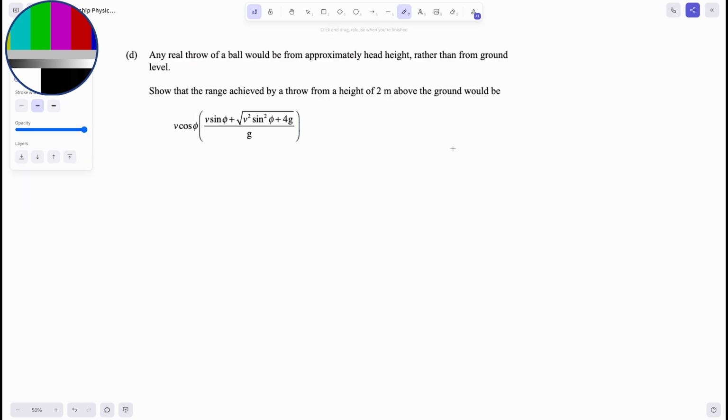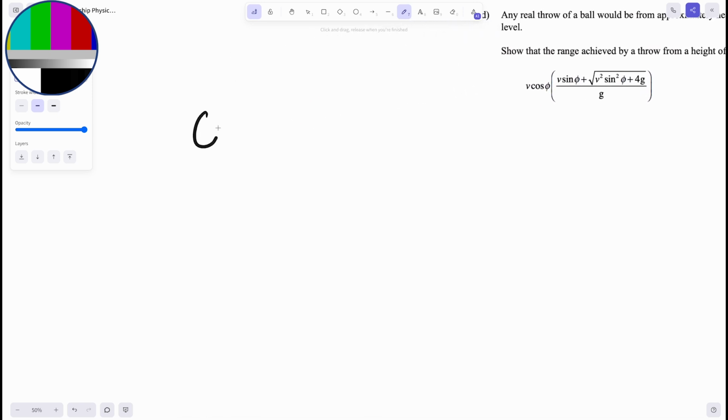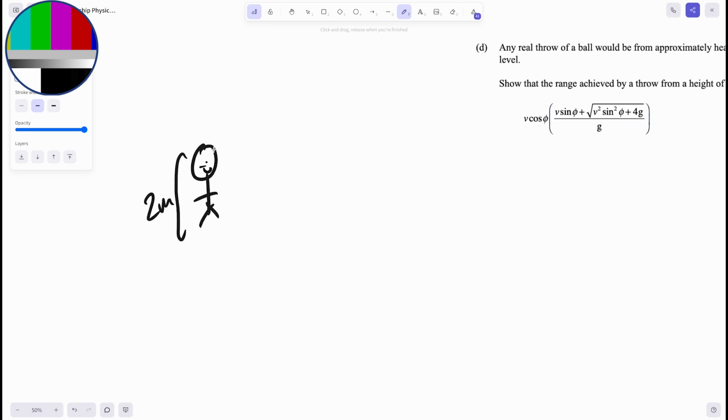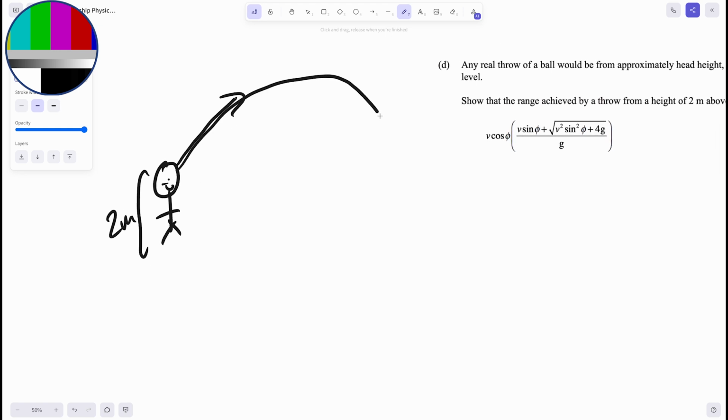Any real throw of a ball will be approximately at head height, rather than from the ground. Show that the range achieved by a throw from a height 2 meters above the ground would be that equation there. So if we map that out, we have our guy right here. He throws a ball from approximately head height, which is 2 meters apparently, so he throws the ball right here. And that's going to follow a projectile, and it's going to hit the ground.